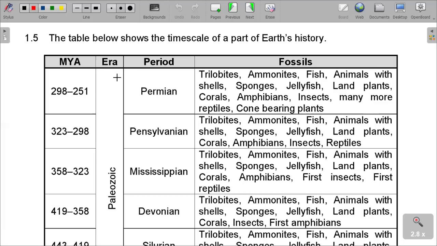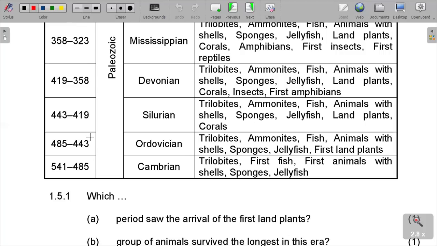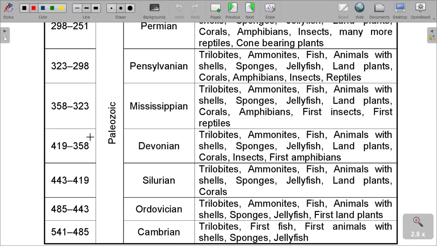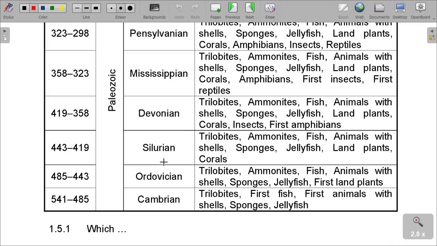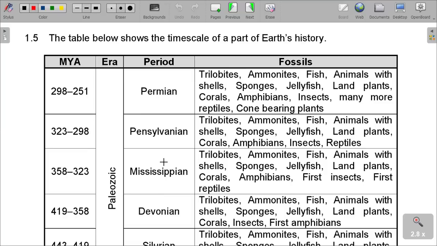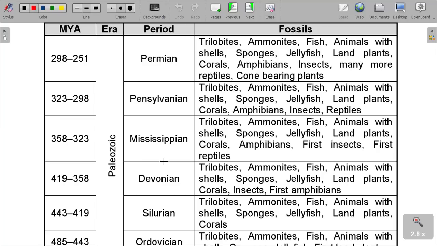It is an era as a period. We are saying the different eras we have got: the Paleozoic era only in this case, and then we are given the Permian, the Mississippian, the Devonian, the Ordovician, and also the Cambrian. We are also given the fossils that are found in these different periods, as in the various years that they existed there.